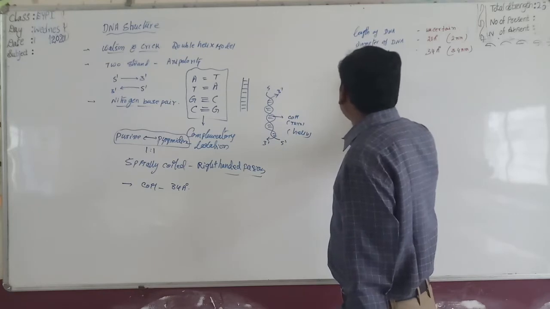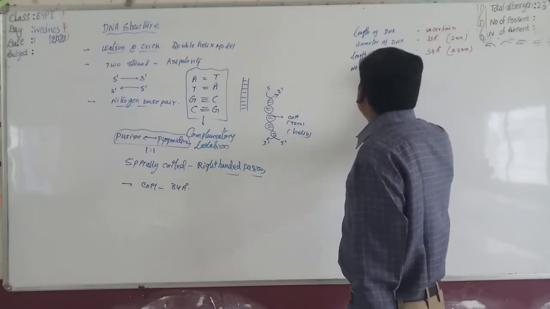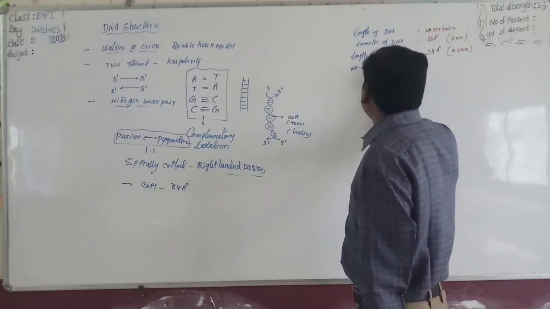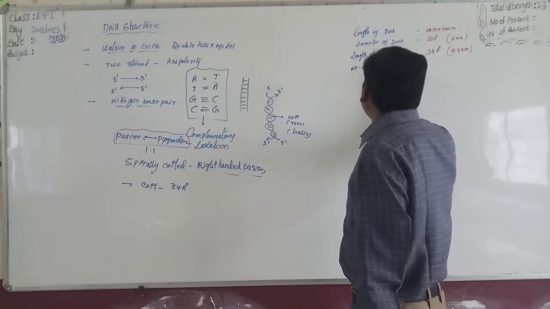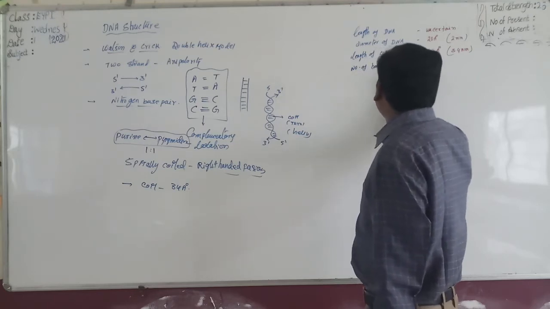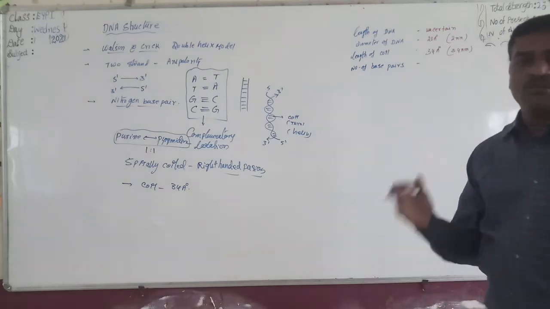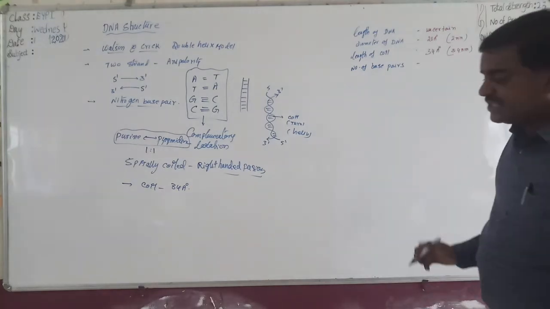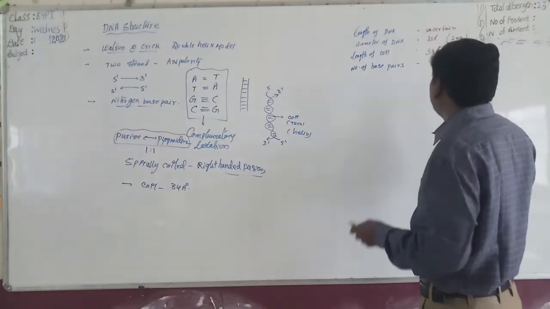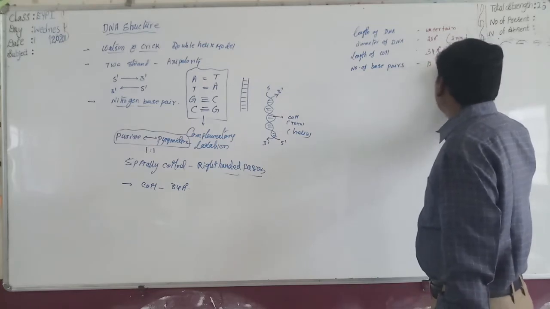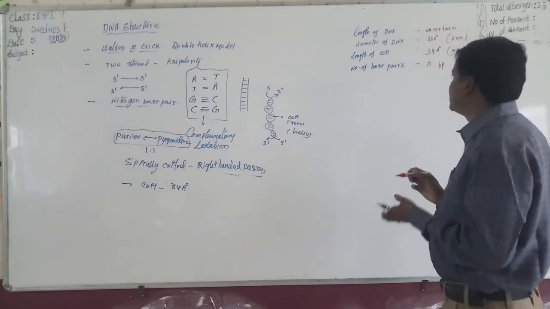And number of base pairs, very important. Number of base pairs per coil. How many base pairs are present in one coil? 10 base pairs are present. 10 base pairs. Okay?